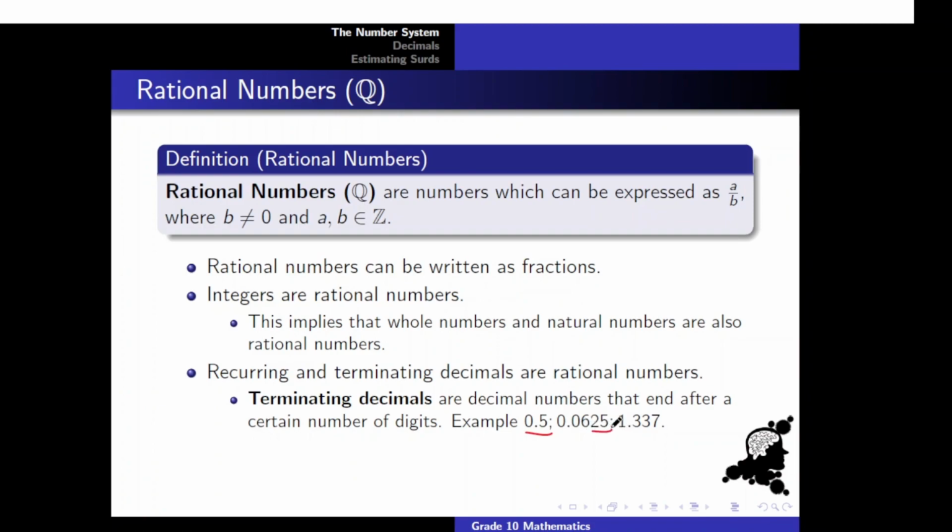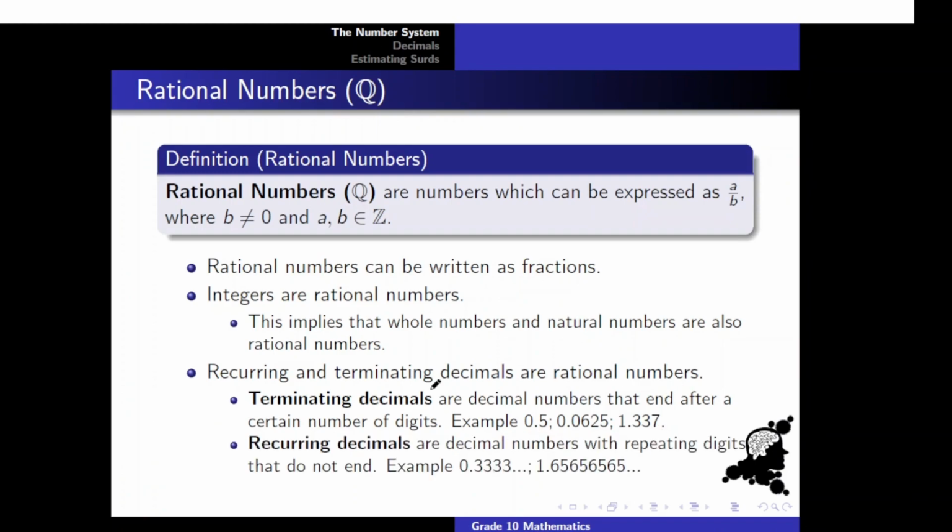0,0625, there's nothing else after the 5. It's a terminating decimal because it stops. It ends. 1,337, there's nothing after the 7. The decimal stops. Therefore, this is an example of a terminating decimal. Now, we are saying that terminating decimals are also rational numbers. It means we can write terminating decimals as fractions.